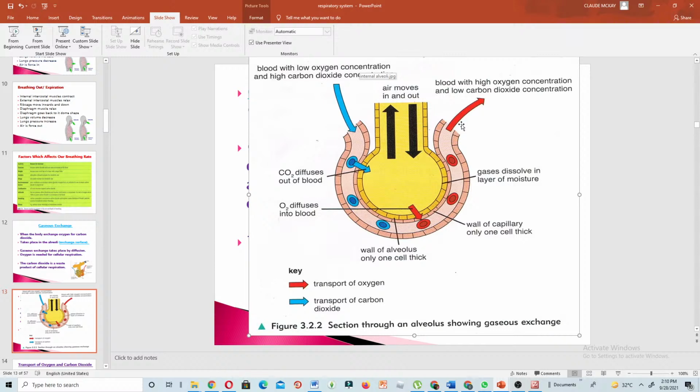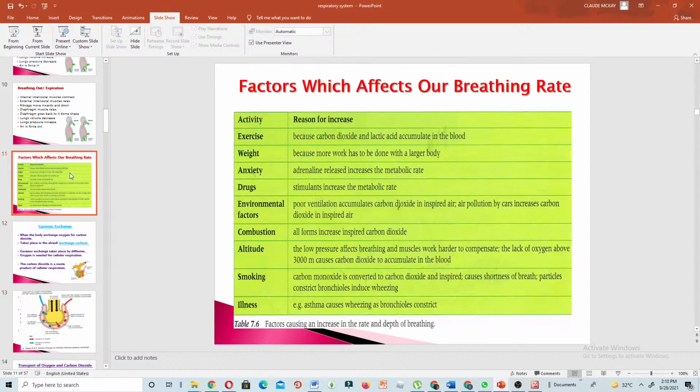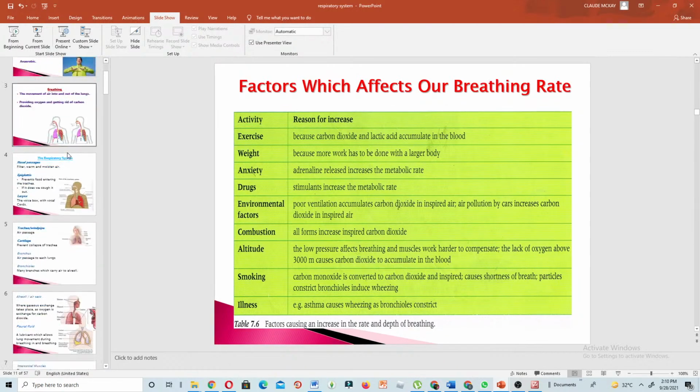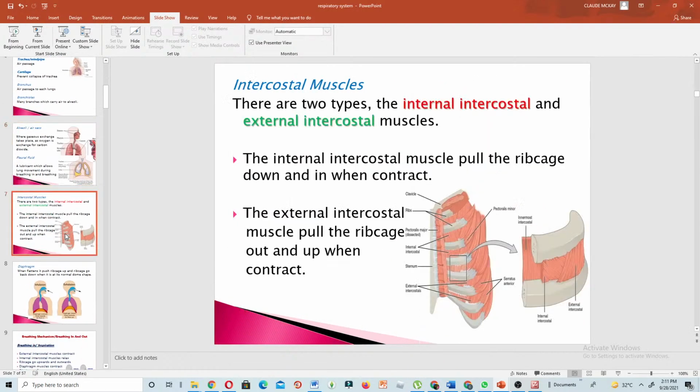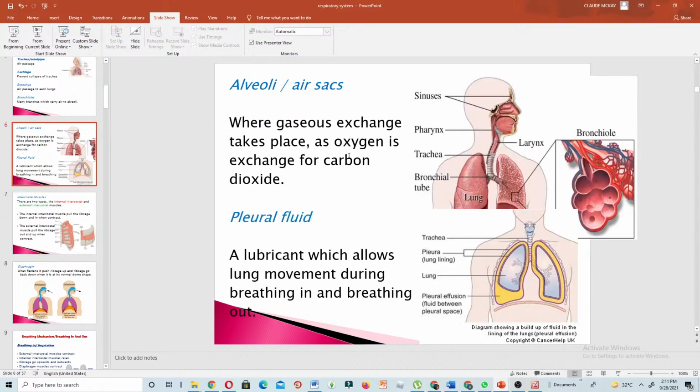So when we talk about gaseous exchange, we are talking about that exact point where the human body gets rid of carbon dioxide and takes up oxygen in the blood. Right, so once you're asked to state or give the function of the air sacs or the alveoli, you just simply say that this is the site for gaseous exchange, or this is where gaseous exchange takes place.